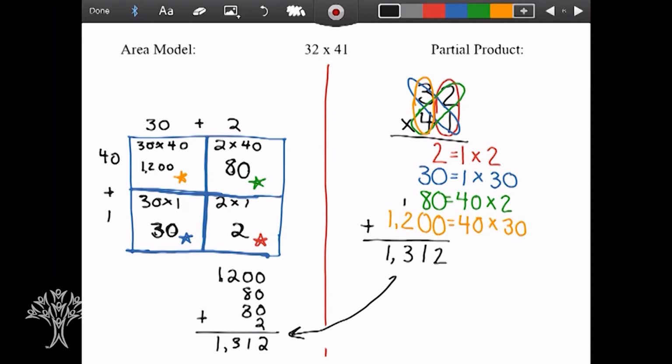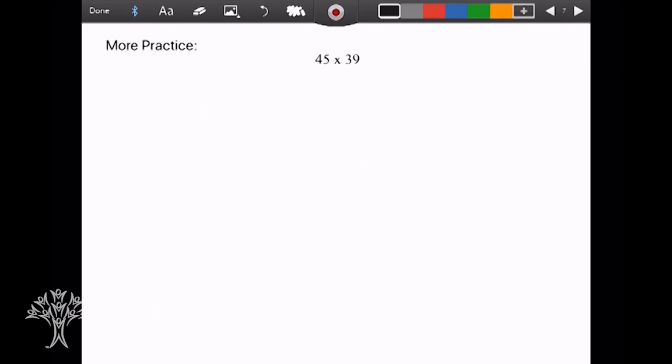All right, so we moved through that kind of quick. Now I want you to work with me on the next problem. So the problem we're going to try together is 45 times 39. And so our first step is we need to set that up in standard algorithm. So let's write that down together. 45 times 39.